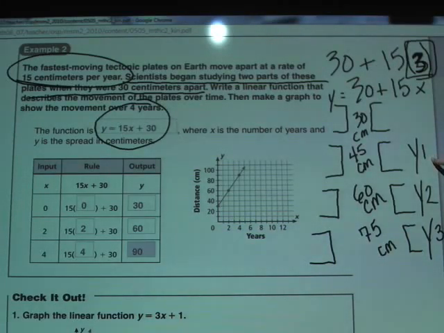Now, let's go back and make sure we understand this. Year 1, when I started, I didn't write a 1 here, I just wrote plus 15. But think about it: 15 times 1 is still going to be 15. Let's come back here and make sure this makes sense.